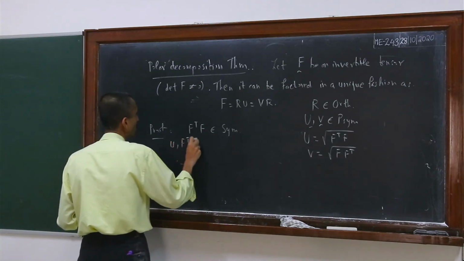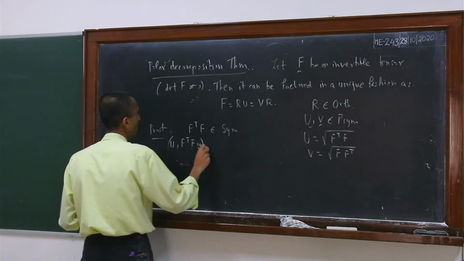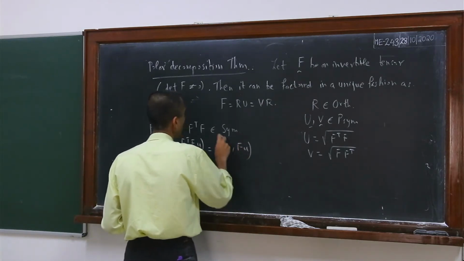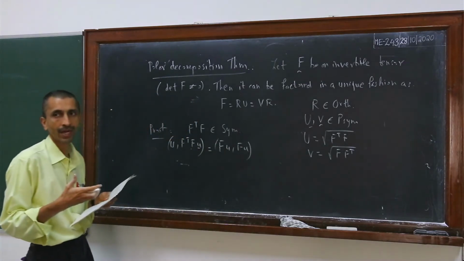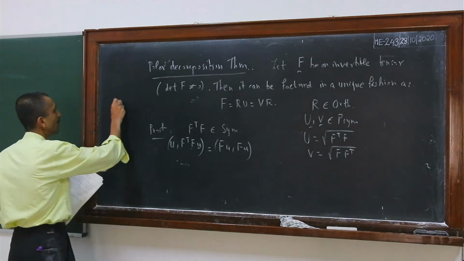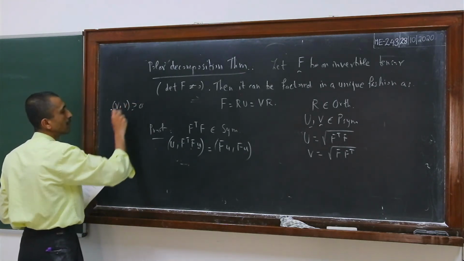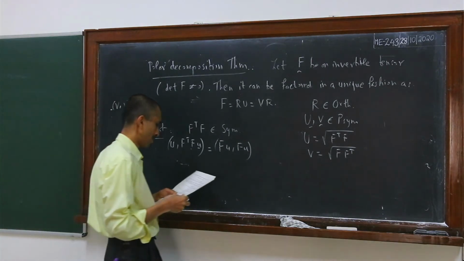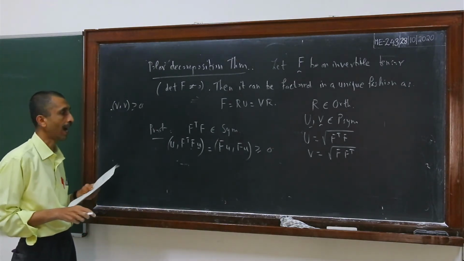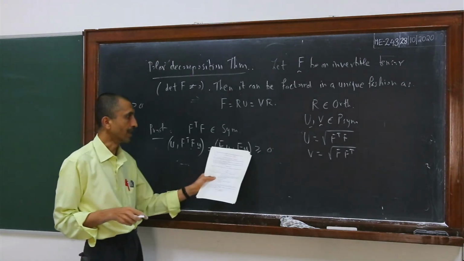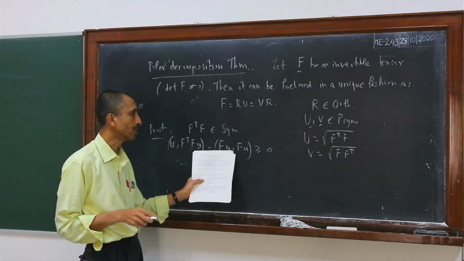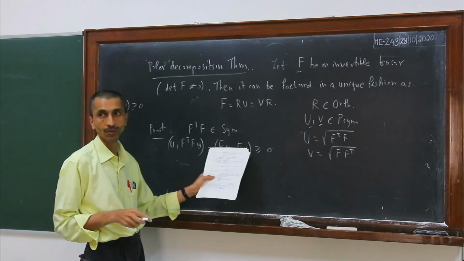F transpose F times u, u, this you can write as Fu comma Fu. Right? Now this Fu is just some vector, right? And by the definition of an inner product, this v comma v is always greater than or equal to 0. Right? So this Fu comma Fu is always greater than or equal to 0. And we need to show that there is equality in this inequality if and only if u is equal to 0. So here, if u is equal to 0, then obviously Fu comma Fu is equal to 0.